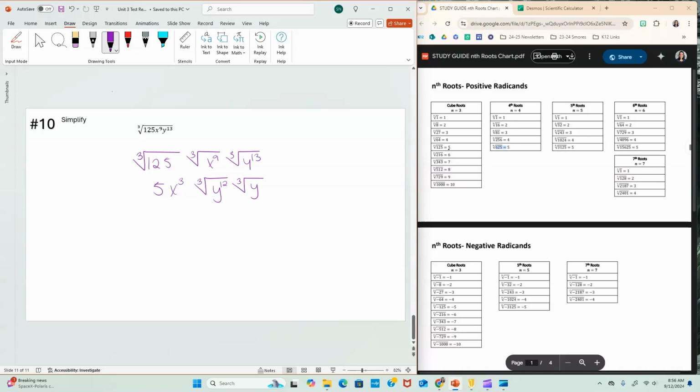Okay. So now I have 5x cubed. The cube root of y to the 12th will simplify to y to the 4th. And then we have the cube root of y. So this is now the fully simplified form of this radical.